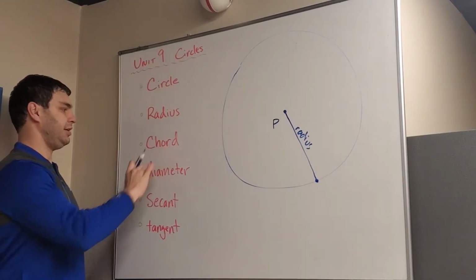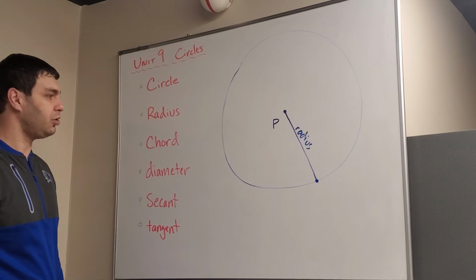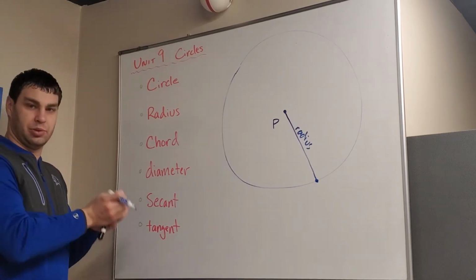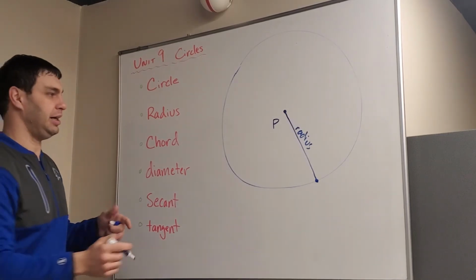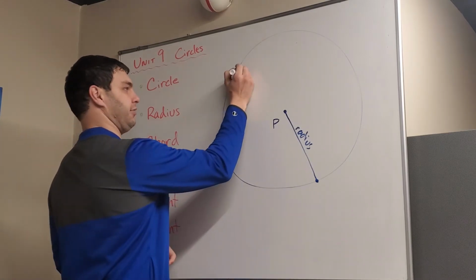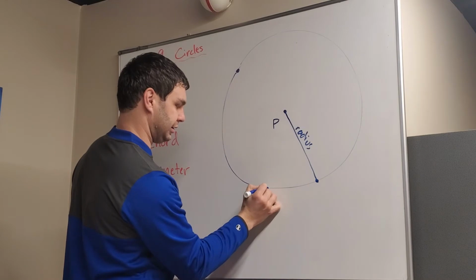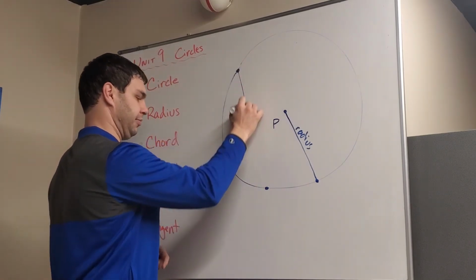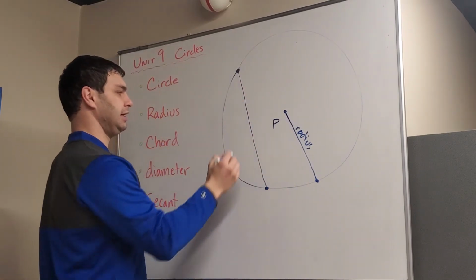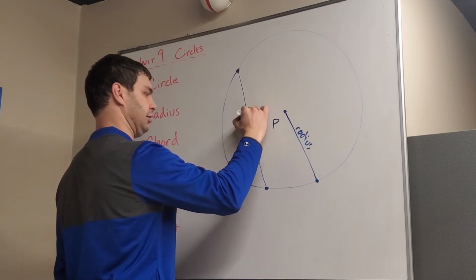The next thing we have is a chord. A chord also goes from one part of the circle to another, but not through the middle. It's going to go from one part of the side across to another part. So if I connect those 2 dots, this will be called a chord.